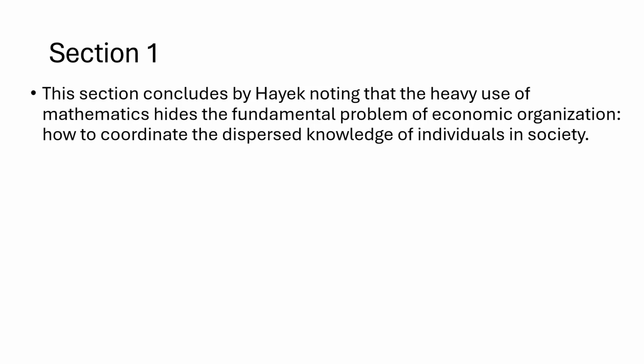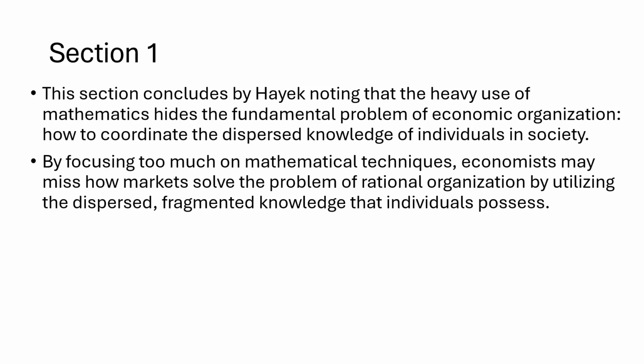This section concludes by Hayek noting that the heavy use of mathematics hides the fundamental problem of economic organization, how to coordinate the dispersed knowledge of individuals in society. By focusing too much on mathematical techniques, economists may miss how markets solve the problem of rational organization by utilizing the dispersed, fragmented knowledge that individuals possess.